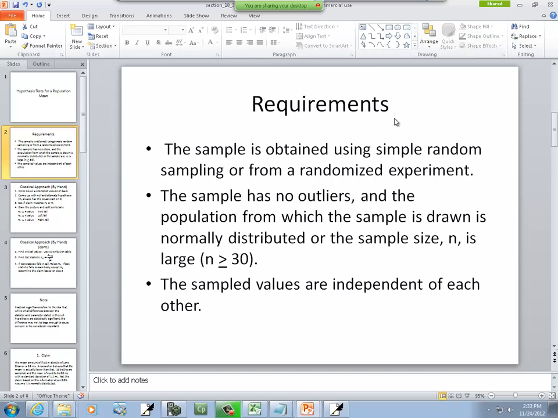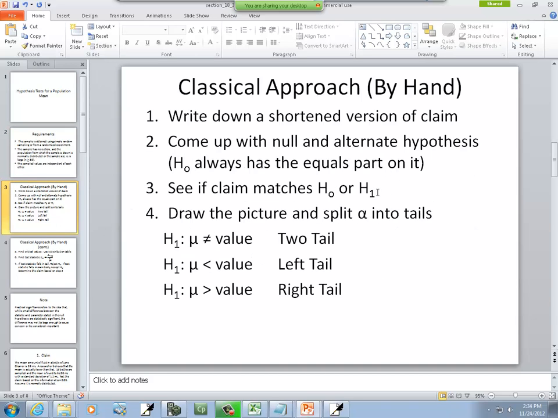Now, specifically in this particular textbook we're using, they focus just on population mean where sigma is not known. Some books have both. They have where sigma is known and sigma is not known. So if you have one of those books, this is specific to sigma not known. Now, a classical approach by hand.